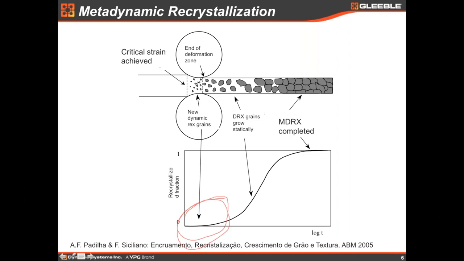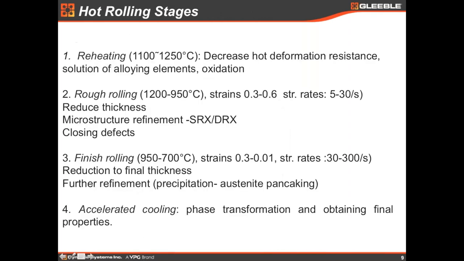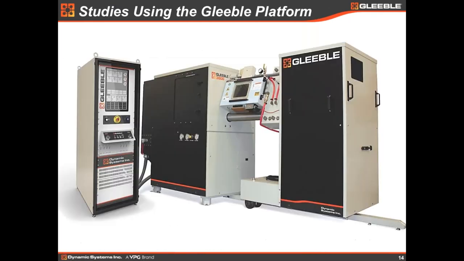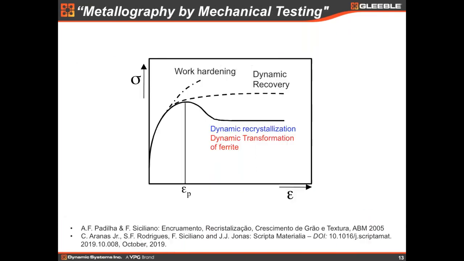Great, thanks, Fulvio. Another question came in, and I wanted you to address this. I think some of the questions Dr. Wayne Chen has been responding to, which we appreciate. But this one I wanted to throw your way. It said that you showed that SRX and DTF, dynamic transformed ferrite, occur at high temperature, for example, in the beginning of rolling. How can this take place at this temperature? This usually takes place close to Ar3. This is right.